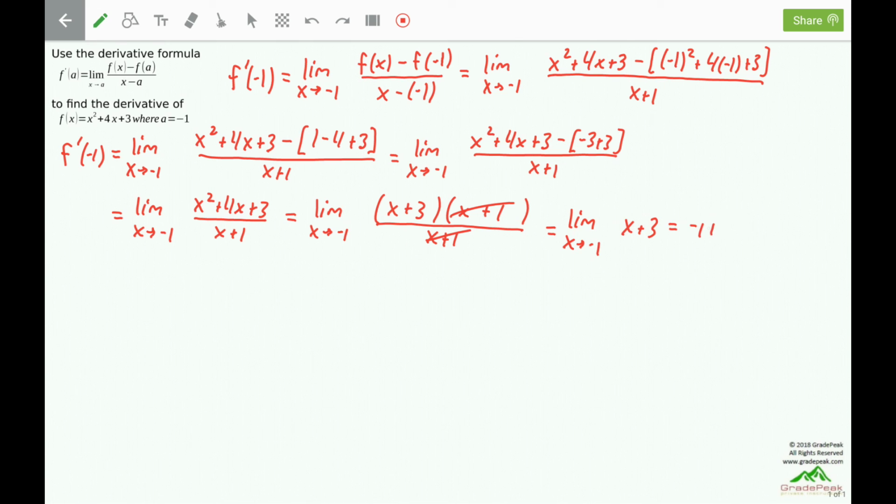We can plug negative 1 into the remaining x's. Negative 1 plus 3 is going to equal 2. What we just found was f prime of negative 1, which means the derivative of f of x evaluated at negative 1 comes out to 2.